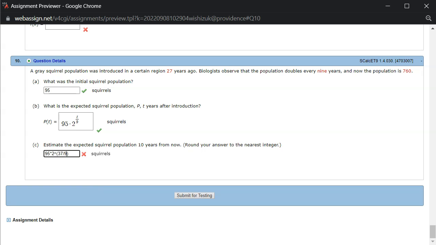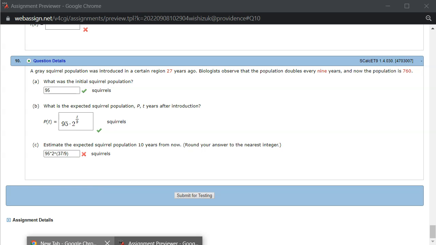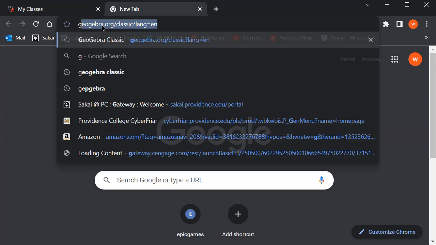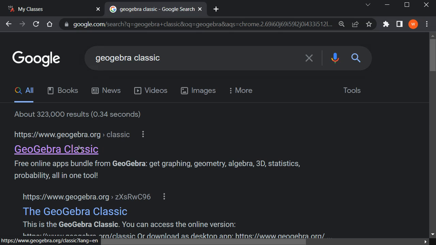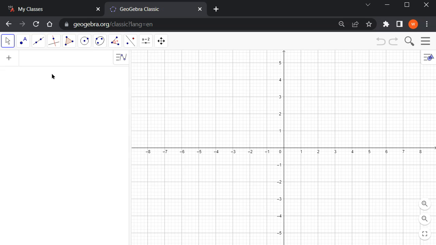I'm going to bring up GeoGebra Classic. If you open this up, we have that. So we just need to compute 95 times 2 to the 37 divided by 9. So you have that. It's going to be 1642. That will be the answer.